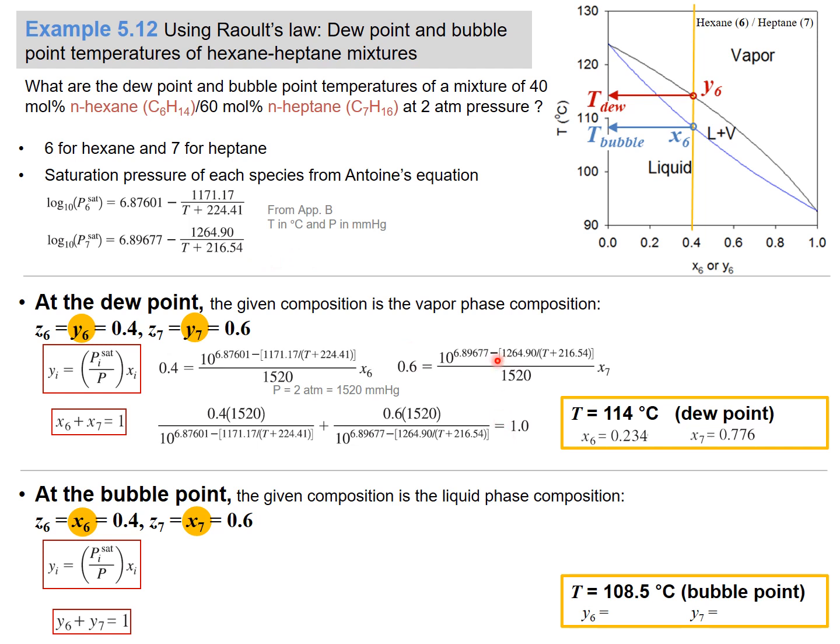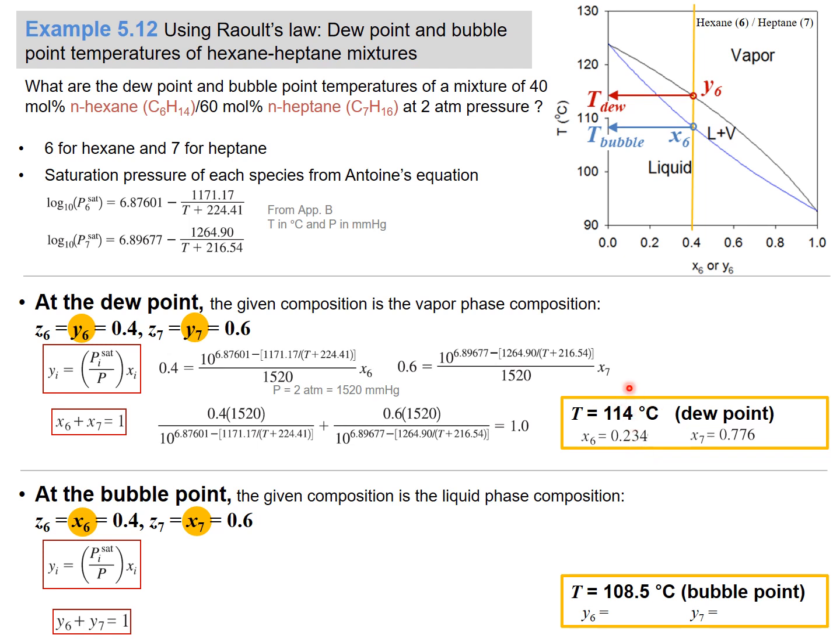Then we have three unknowns or variables: x6, x7, and temperature. One more equation is here: x6 plus x7 is equal to 1, right? Then after reshuffling each equation in terms of x6 and x7, the summation of those should be 1. So right now we have only a single unknown, temperature. By solving this equation, you can obtain the temperature. This temperature is the dew point, 114 Celsius degrees.